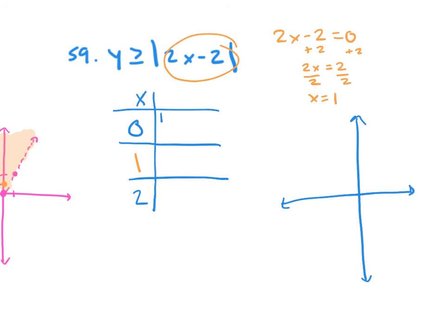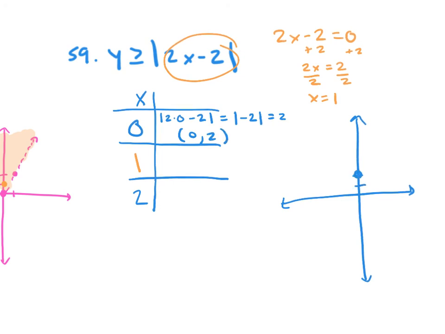So we have the absolute value of 2 times 0 minus 2. What's 2 times 0? And what's 0 minus 2? So what's the absolute value of negative 2? 2. So then what's our point? 0, 2. So we stay on 0, go up 2.